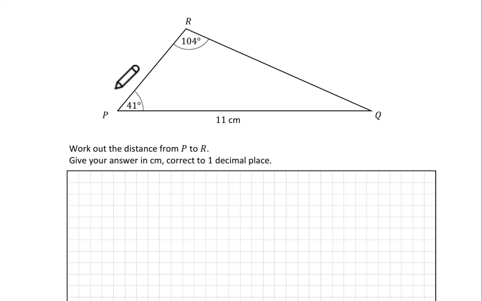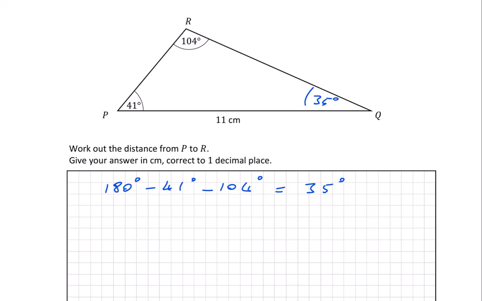So what I'm going to do here is use the sine rule. So I'm going to work out the size of this angle here. Find the sine of this angle divided by this side is equal to the sine of 104 divided by 11. So the first thing we have to do is work out this angle here. So again, we just take 180 degrees, subtract 41 degrees, subtract 104 degrees, and that will give us the angle at Q. And you'll find that's 35 degrees. So this angle here is 35 degrees.